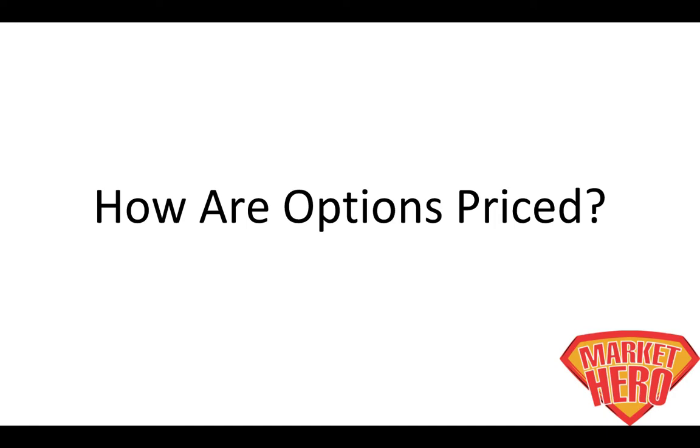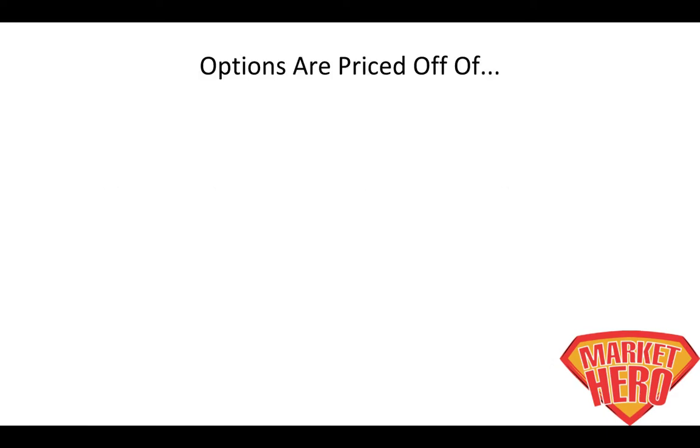So the question we want to answer is, well, how are options priced? Like, where the hell do they get their price from? Remember, with stocks, they try to get their price from forward earnings and the risk-free rate of return. What about options, though? So the options are priced off of two things. The first thing they're priced off of is their distance away from the current price of the stock.